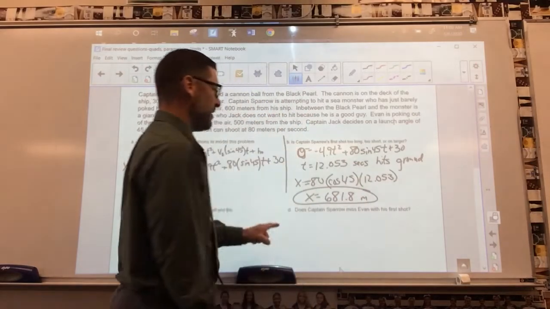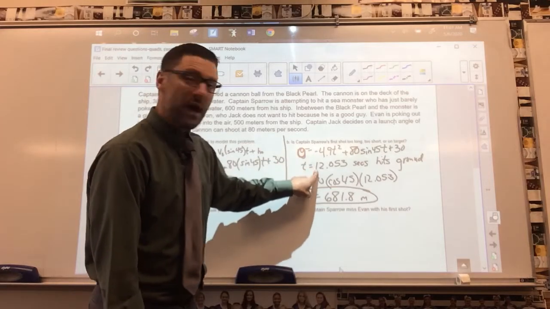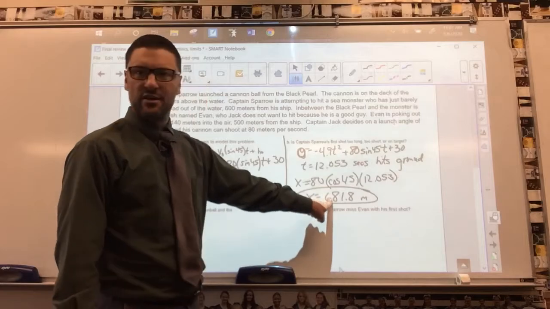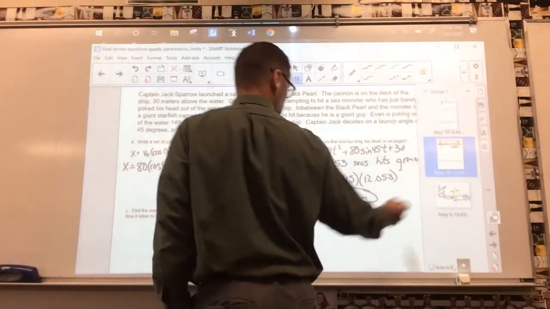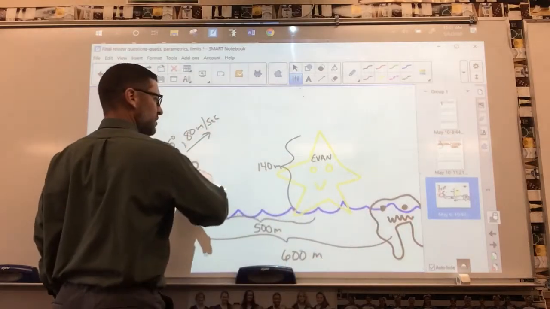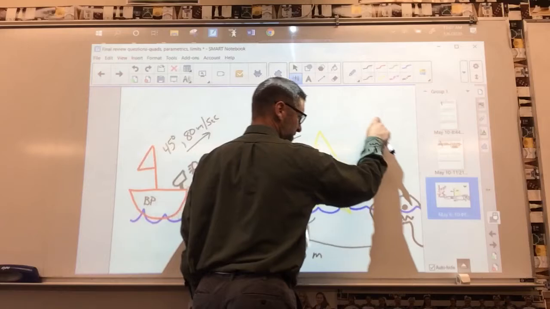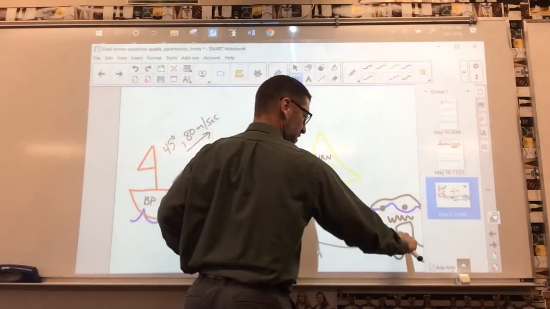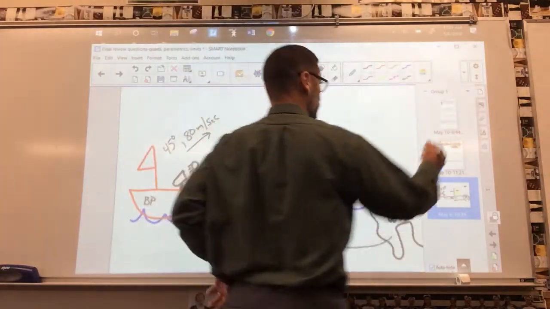So here's what I just found out. When the y value is 0, the time that it hits the ground is 12.053, and it went 681.8 meters. So it takes 12.1 seconds, 12 point whatever that was, to go 680. Evan was out 600. It went to 681. Too short, or he went too long.